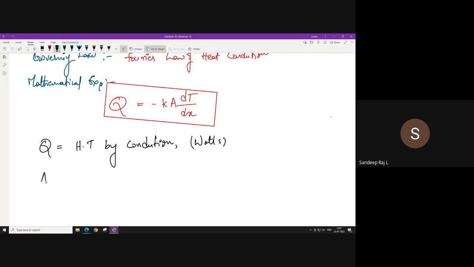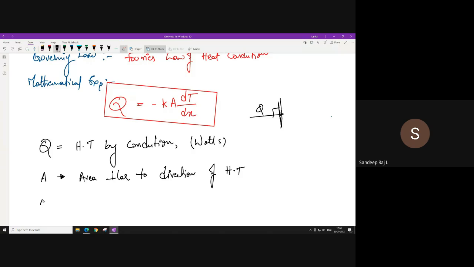And A here. I told you that area is very important. Which area is it? Area perpendicular to the direction of heat transfer. So if Q is flowing in this direction, then the area perpendicular to it we have to take. Very good. Area perpendicular to the direction of heat transfer.